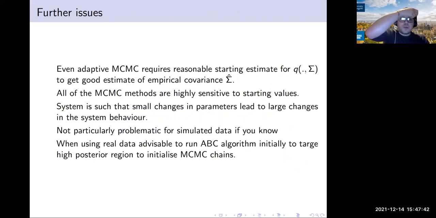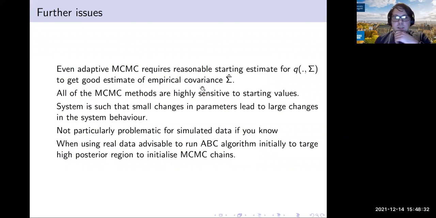So in terms of some further issues, we found that even the adaptive MCMC requires reasonable starting values. The parallel tempering gets away with some of that. If you run multiple chains with different starting values, then often that can allow you to be less sensitive to starting values. We also need to get good measures of the covariance matrix. When we do the adaptive tuning, we use the covariance matrix of the samples we've generated so far to get an idea of the covariance in parameter space. But you need a relatively good estimate of sigma hat, the covariance in parameters, before you can really use this, because if you don't, sigma will be much too large or much too small and won't give a good representation of the posterior correlation.